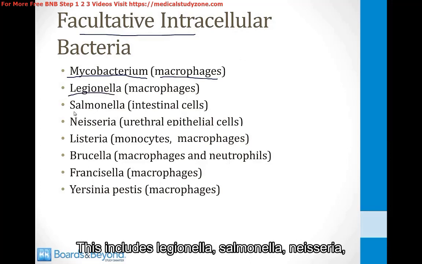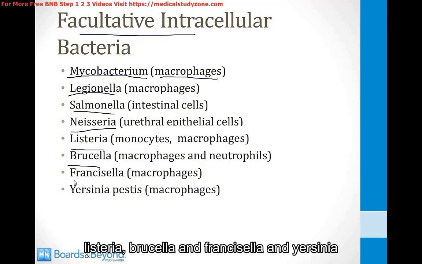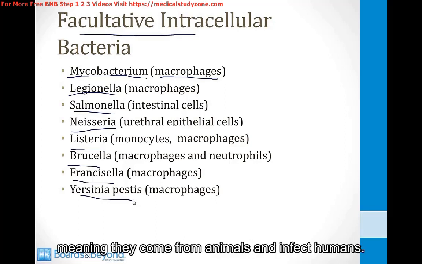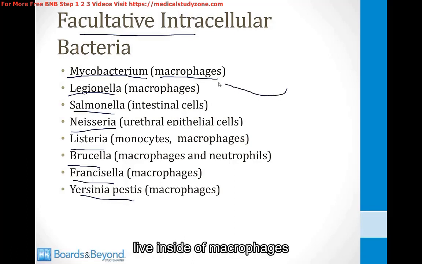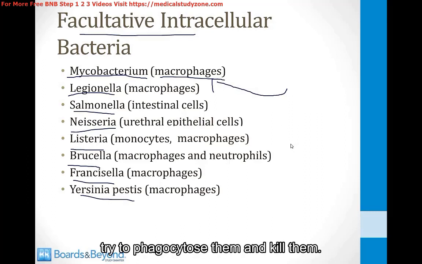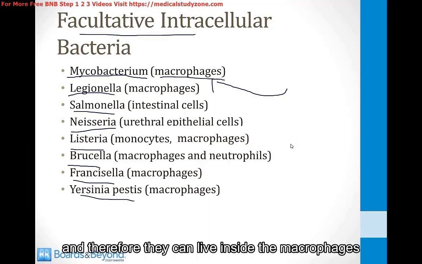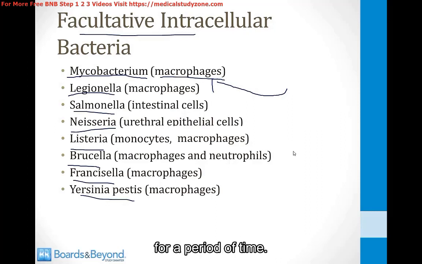This includes Legionella, Salmonella, Neisseria, Listeria, Brucella and Francisella and Yersinia, which are all zoonotic infections, meaning they come from animals and infect humans. And you'll notice that many of these bacteria live inside of macrophages, and that's because the macrophages try to phagocytose them and kill them, but the bacteria have developed ways to evade that, and therefore they can live inside the macrophages for a period of time. And that concludes our module on special growth requirements.